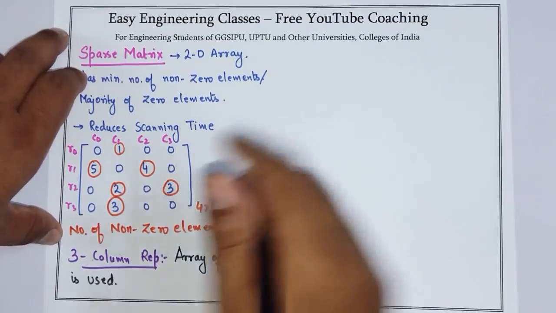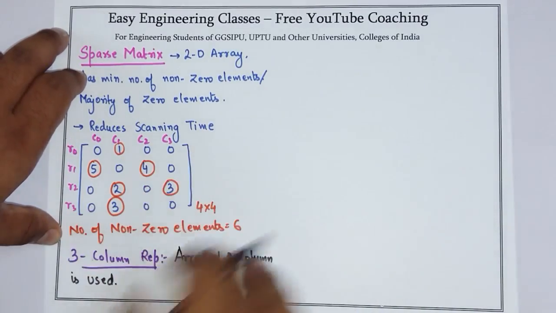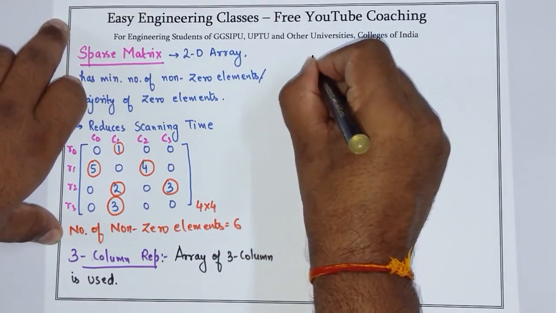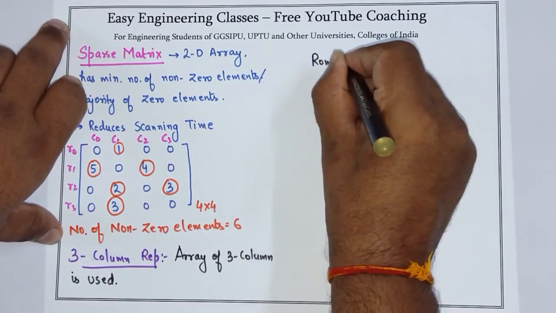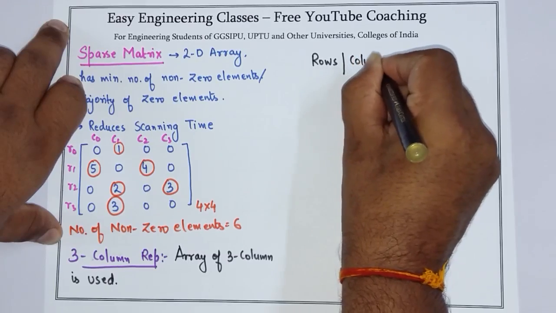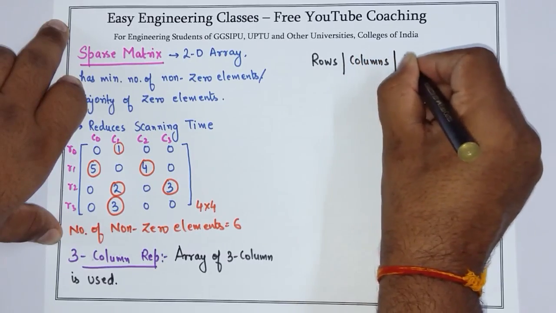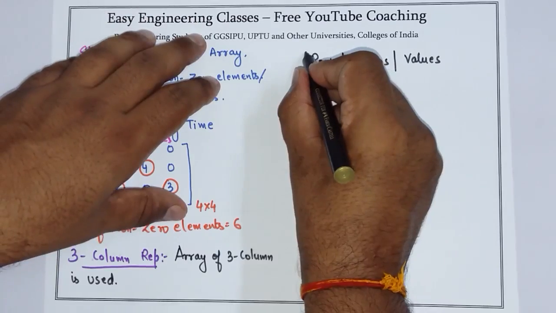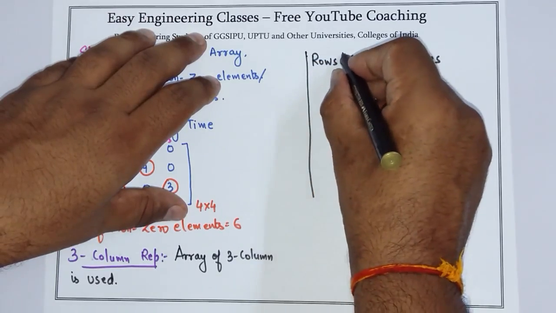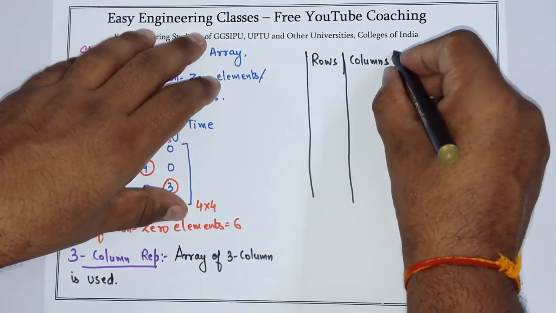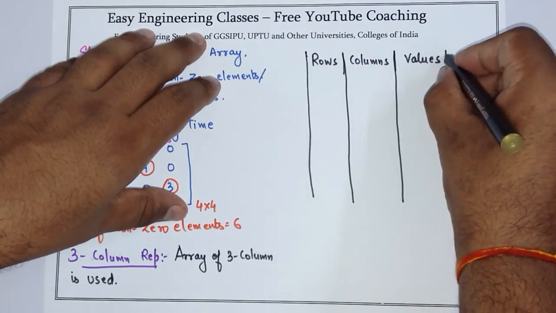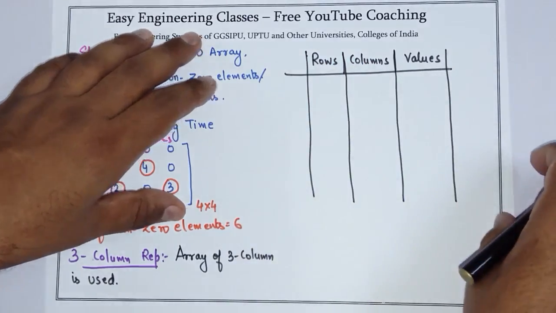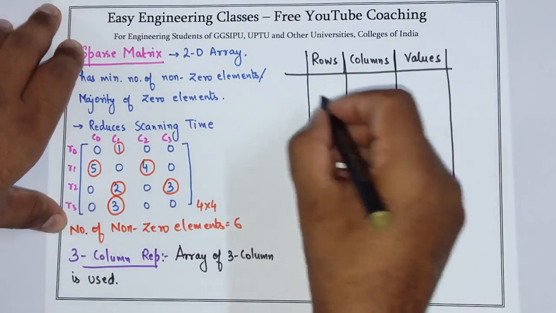So now let's see the example of representation of this particular matrix using 3-column representation. तो उसके लिए मैं यहाँ पे पहले एक ड्रॉ कर लेता हूँ मैट्रिक्स एरे, रोज, कॉलम्स एंड वैल्यूज. So this is the array that you have to use.